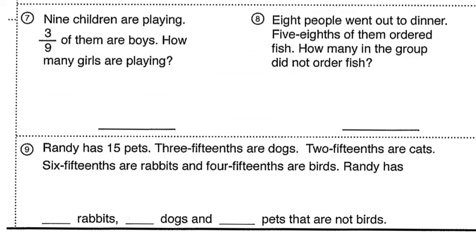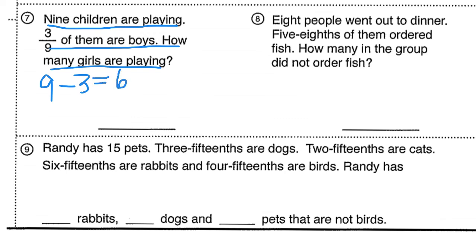All right, last section. We're almost there, folks. Hang on. 9 children are playing. 3/9 of them are boys. How many girls are playing? Well, you're going to have boys or girls. So if all of them are 9 and there's 3 boys playing, we can write 9. Oh, pause the video. Try it on your own and then turn it back on. Okay, so you should have already done this. 9 minus 3 is 6. There are 6 girls playing. Pause the video, try number 8, and then turn it back on.